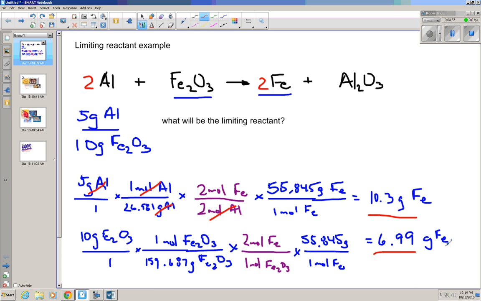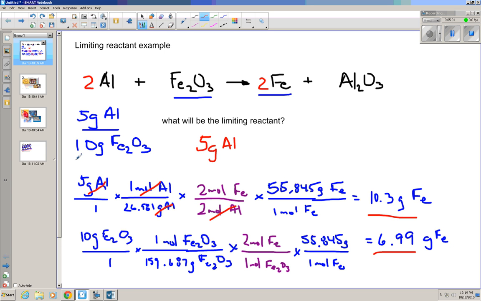So what's the problem? I don't make the same amount of iron from both. Which one can make more? All right, 5 grams of aluminum. So watch this. If I actually had a reaction where I started with 5 grams of aluminum and enough iron oxide, I can end up making 10.3 grams of iron. If I started with 10 grams of iron oxide and enough aluminum, I can only make 6.99 grams of iron. So this is a problem.